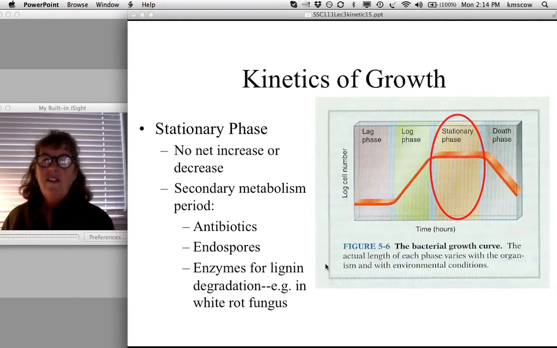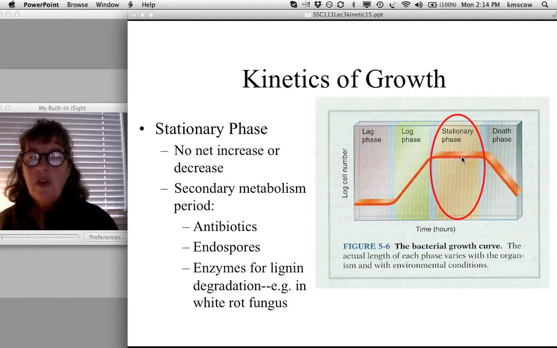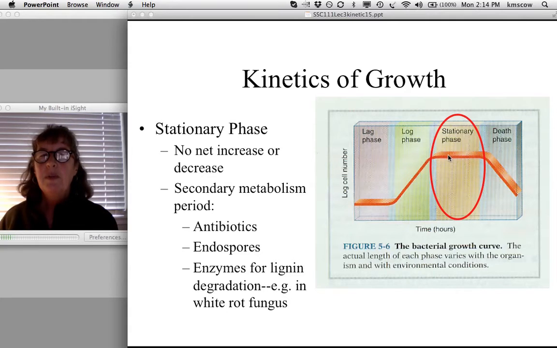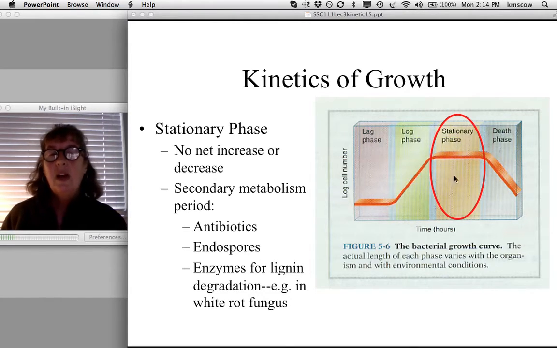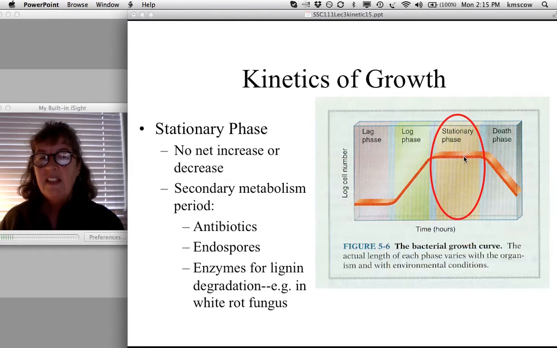Okay, the next phase is the stationary phase. In the stationary phase, there's no net increase or decrease in the cell numbers that grew up on that substrate. This is a really fascinating phase because a lot of interesting things happen ecologically during it. This is where antibiotics are produced. Endospores, as you remember from Bacillus, are produced in this stationary phase. Enzymes for lignin degradation, like those from the white rot fungus, are produced in this stage, which is really important and interesting to know if you're trying to promote production of these antibiotics or enzymes.